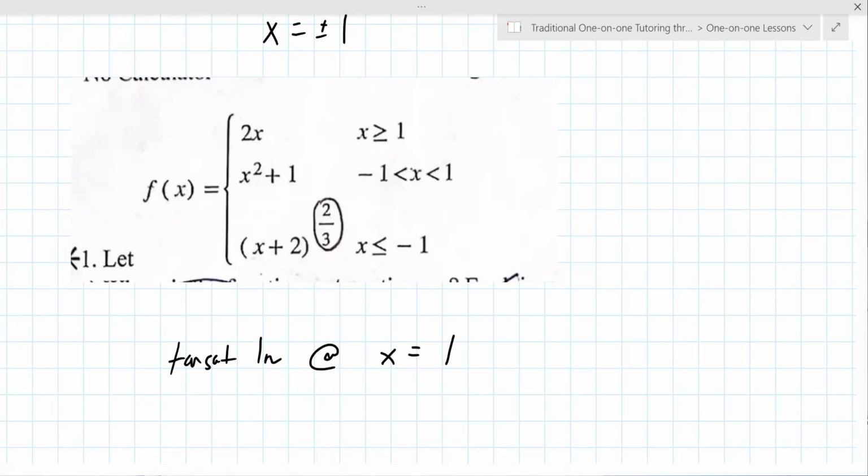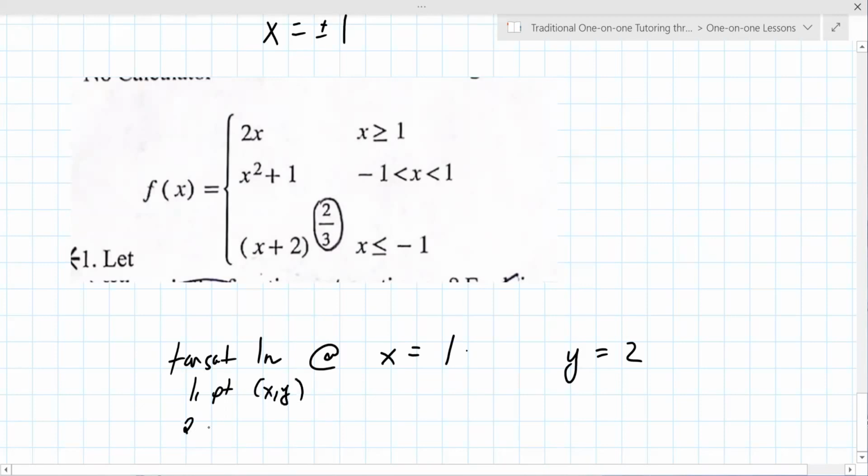Okay, so x equals 1, so you have to use the first one, and then just plug in the point. You plug 1 in to get the y. Y is 2. Okay, good. But the tangent line, again, requires two things. It requires a point, which you now have, and the second thing it requires is the slope, which comes from the derivative.